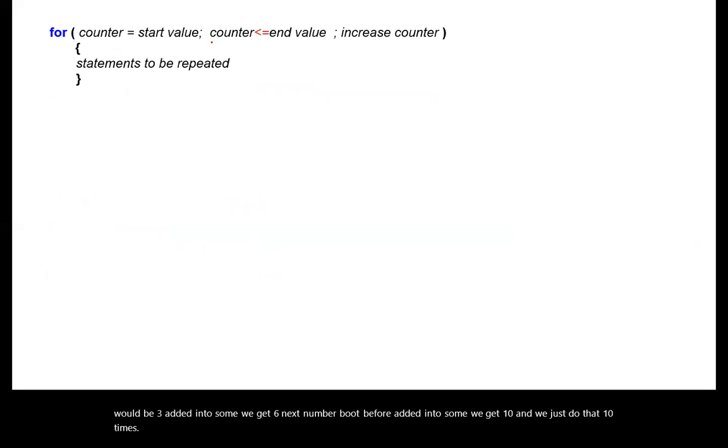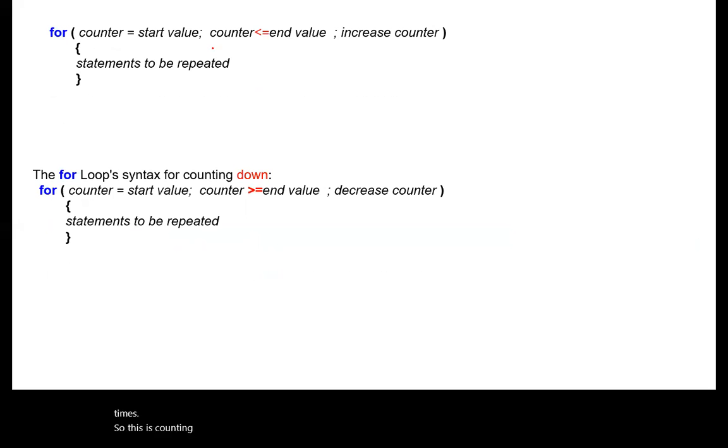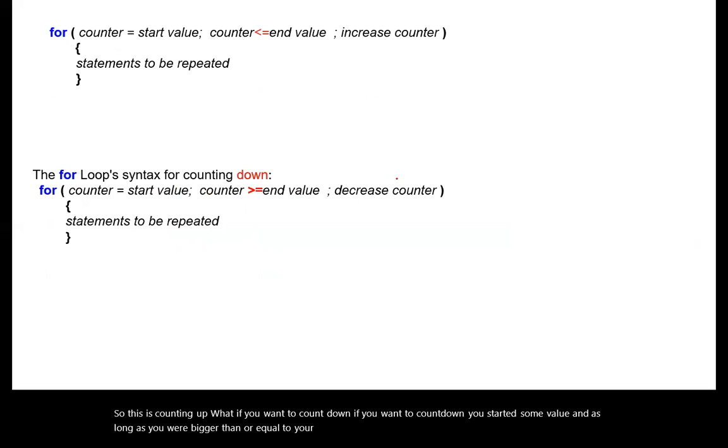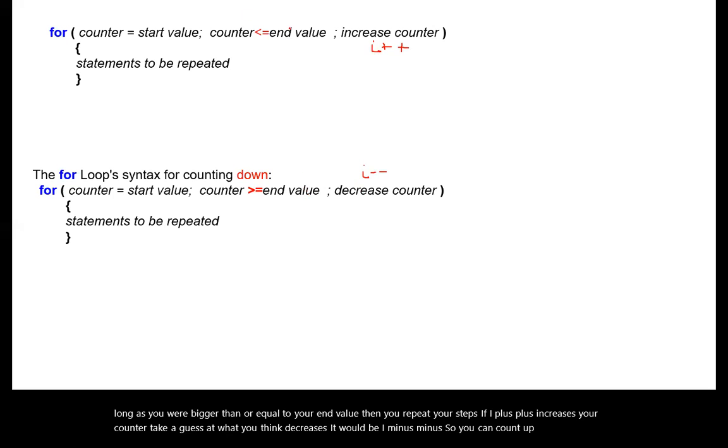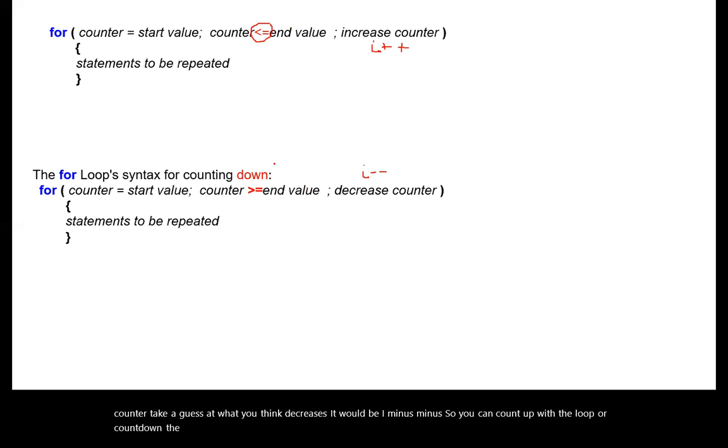So this is counting up. What if you want to count down? If you want to count down, you start at some value, and as long as you are bigger than or equal to your end value, then you repeat your steps. If I plus plus increases your counter, take a guess at what you think decreases it, it would be I minus minus. So you can count up with a loop or count down. The things that change, these symbols, and the I plus plus and the I minus minus.